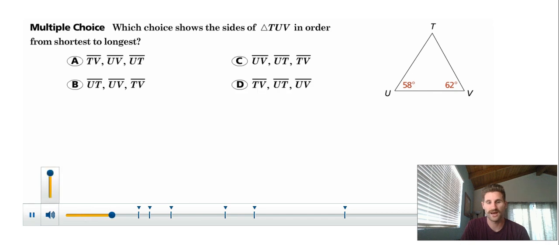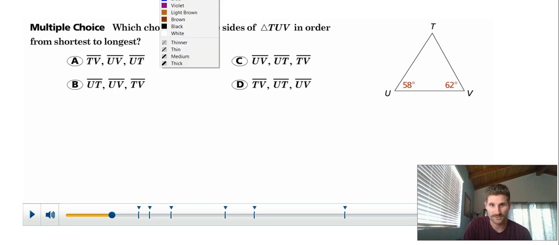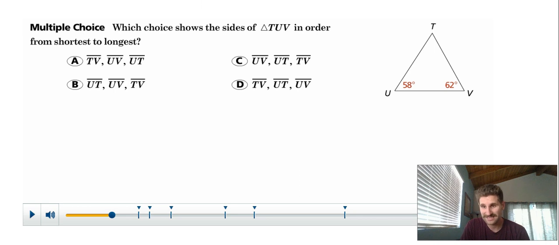Okay, well here's what we got. We got all these segments. The first thing I want to do is I'm going to use orange. I'm going to try and match them. 58, 62. I got my calculator. I'm ready to go. I'm going to go ahead and calculate this.